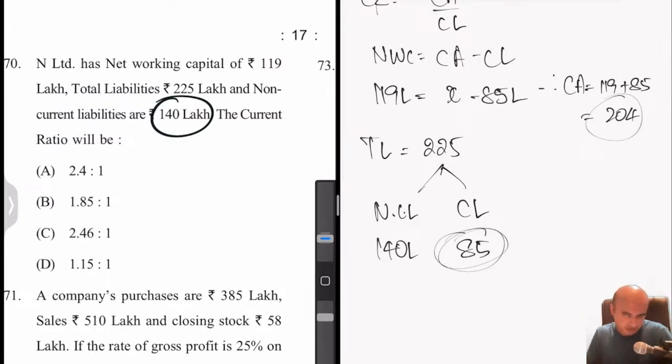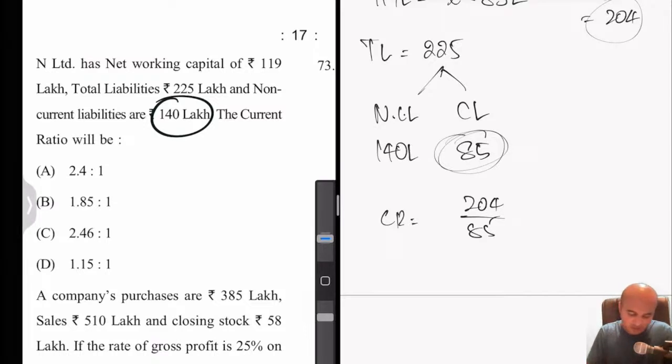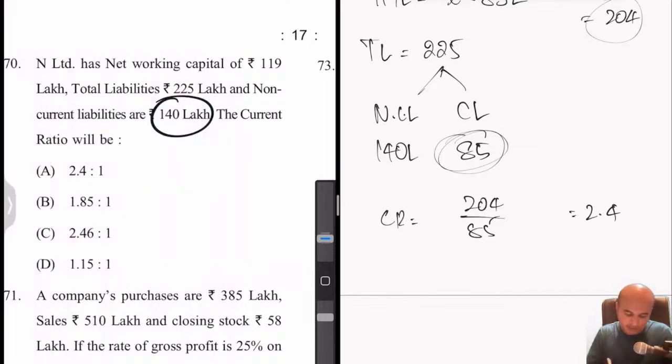Now it's easy to find out the ratio. You can do it on your own, but let me just do it. Current ratio would be 204 by 85. So how much is this? 204 by 85 is 2.4. Do we have that as an option? 2.4 is to 1. So that is in fact the right answer.